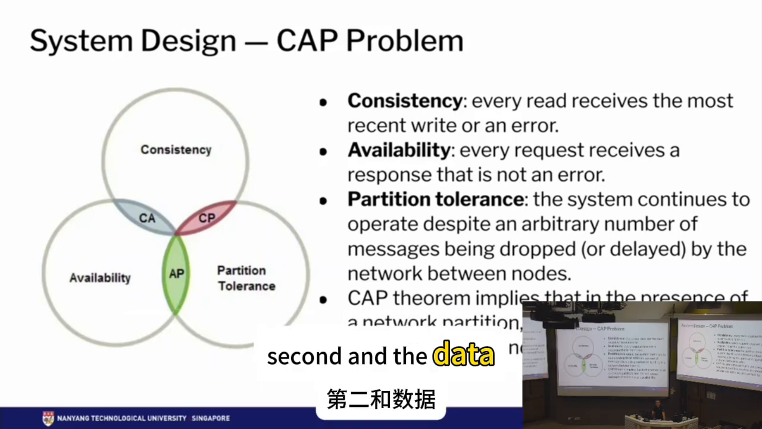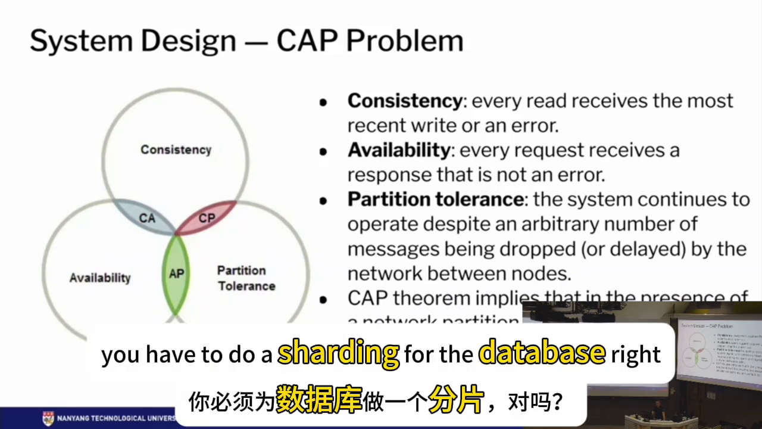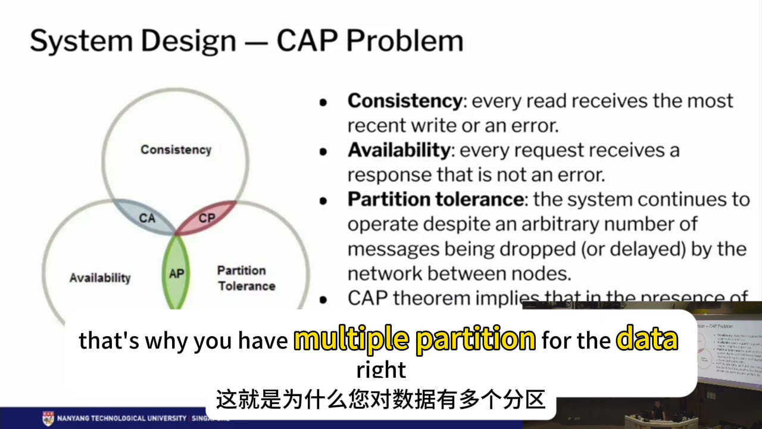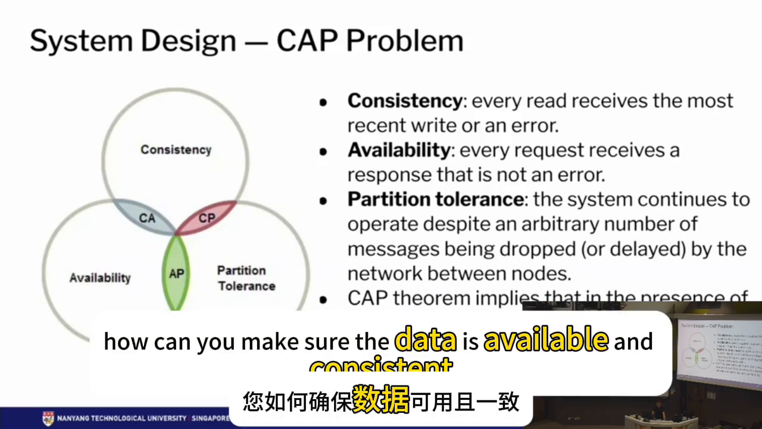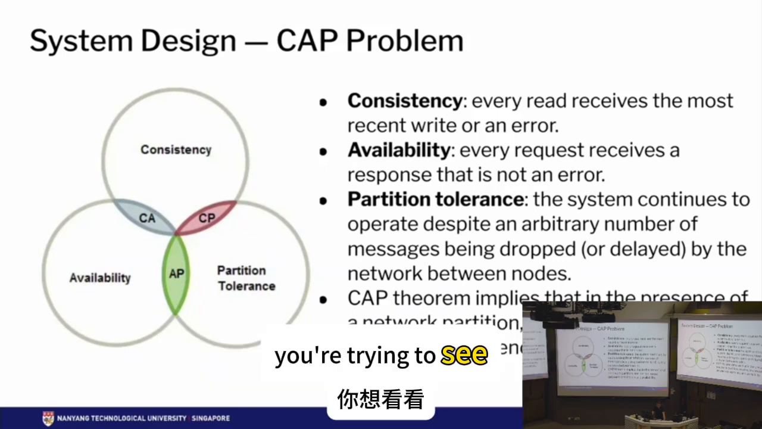And the data, if you store more than 1 terabyte of data, you have to do sharding for the database, right? That's why you have multiple partitions for the data. When you transfer data between the different shards, how can you make sure the data is available and consistent? So that's basically what the CAP theorem is trying to address.